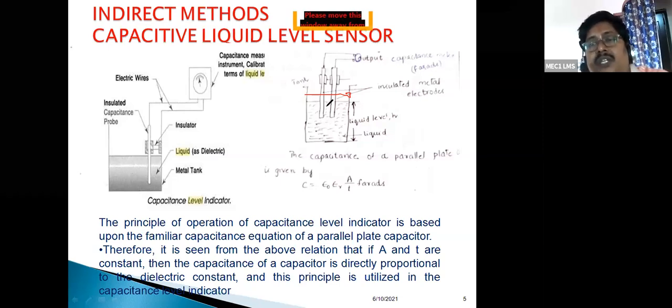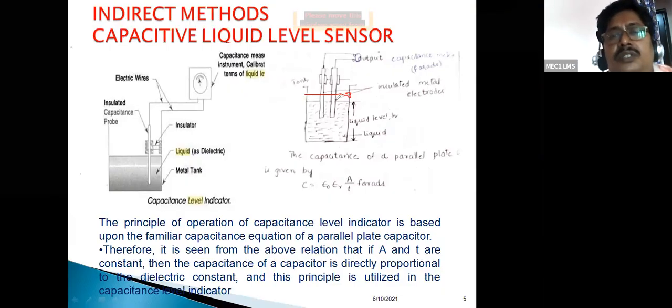Once the dielectric changes, the capacitance, which mainly depends upon the dielectric, also changes. That should be indicated in the reading. We can give a calibration to that capacitance, so it is calibrated directly and measures the level of the liquid in the tank. It's very, very simple. See here, these are the insulated metal electrodes.